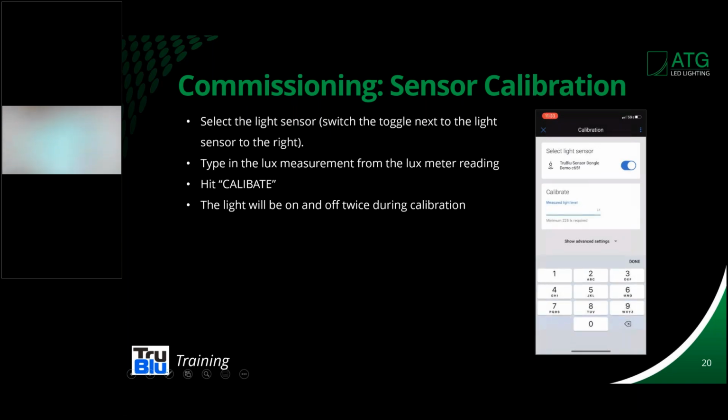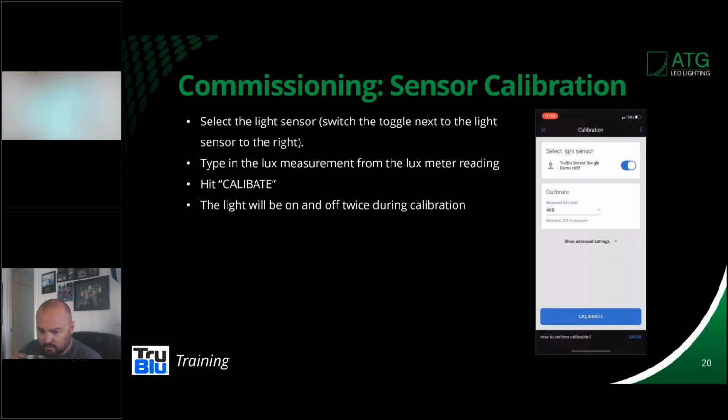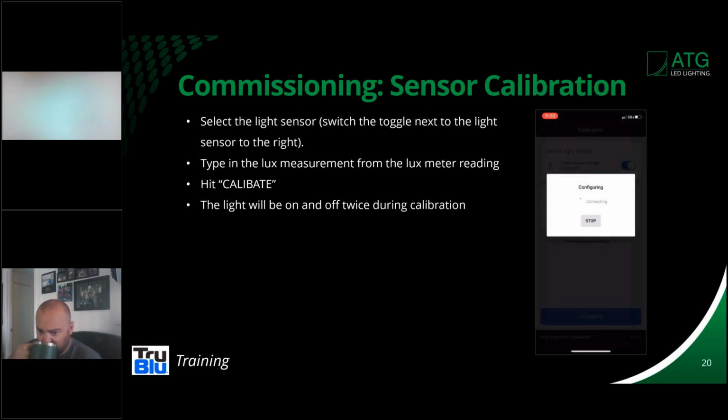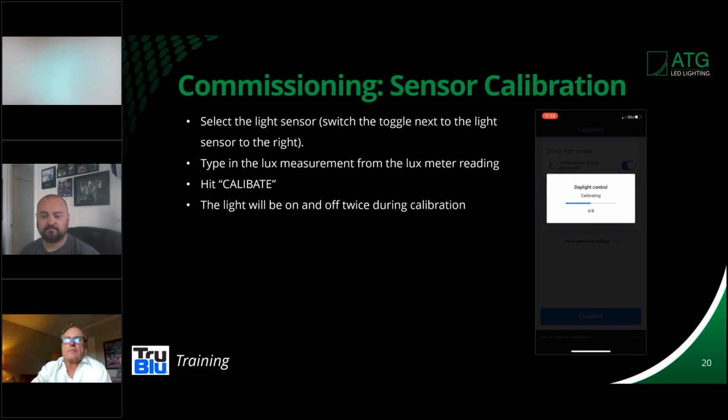So we're going to go in and we select that. We type in the lux level that we got off our meter. We hit calibrate, and it will go through a process of programming itself. So during the commissioning of this daylight harvesting sensor, the lights will go through 2 on-off cycles. So you'll be able to see that, yes, indeed, this is communicating, it's working, it's being programmed correctly, and everything is good.